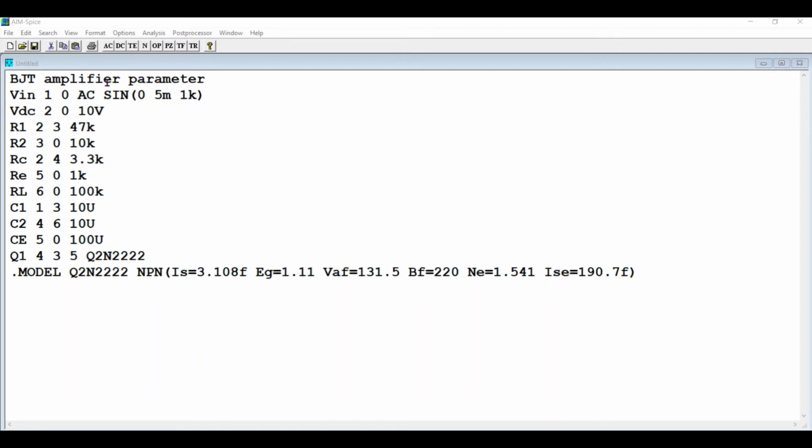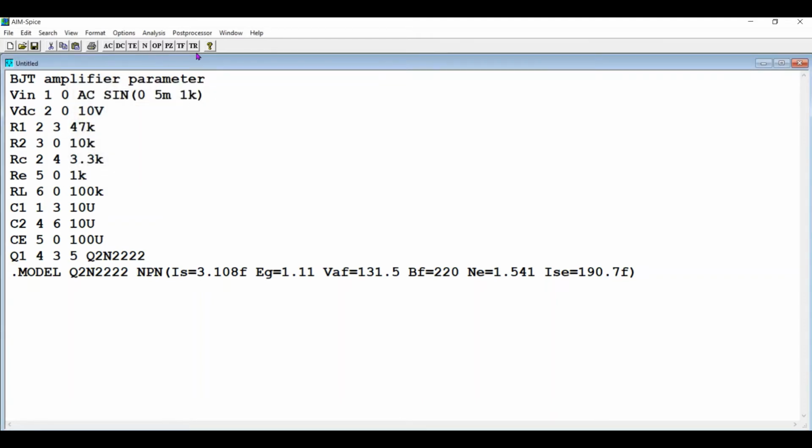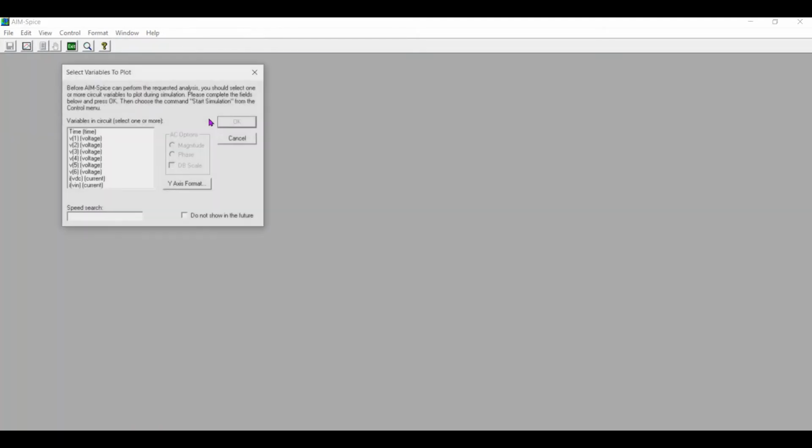Now we have to do the simulation to find the voltage gain. Go to transient response analysis. Step size, we can put it as 0.1 milli. Final time is 2 milli. Save it. TR, run again. We will get this window.